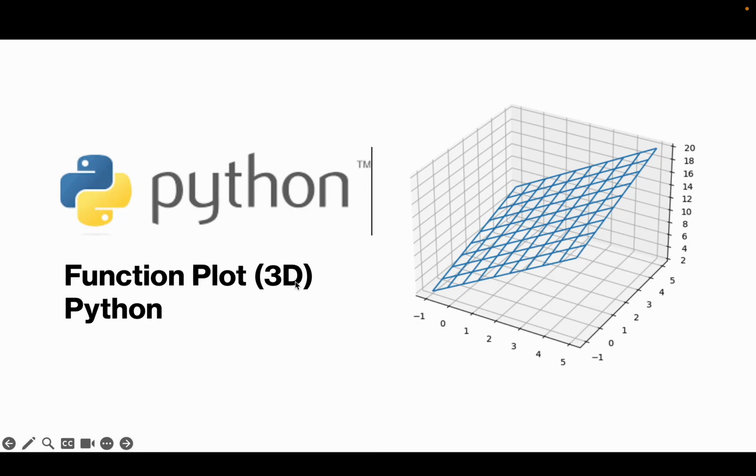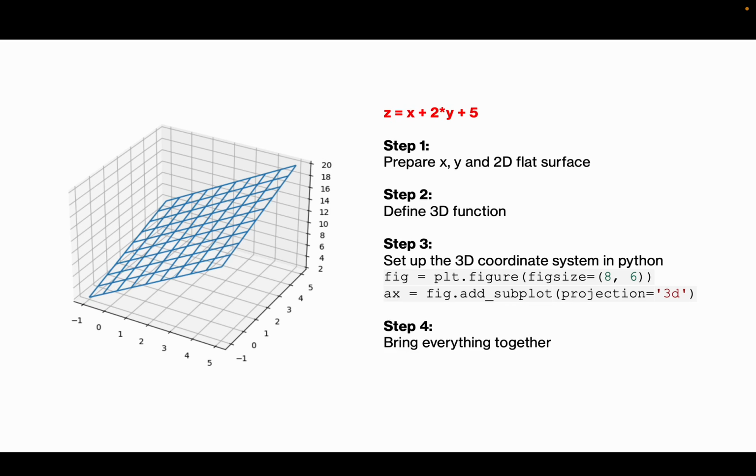This time we are going to learn how to visualize this flat surface in 3D space using Python. Okay, let's say you want to visualize this function, z equal to x plus 2 times y plus 5. And I summarized 4 steps for you to complete this task.